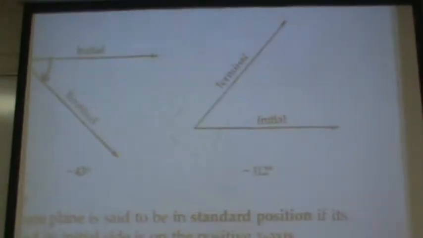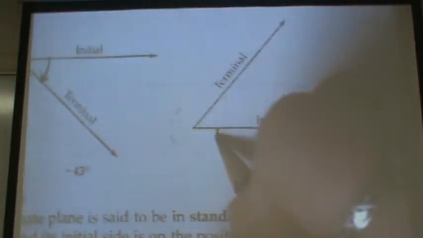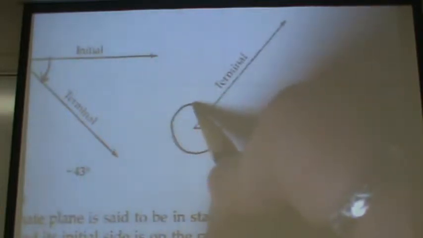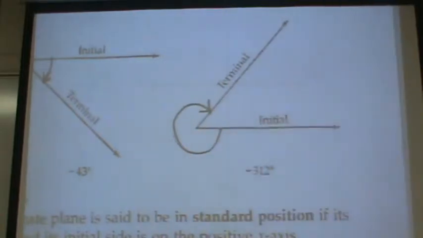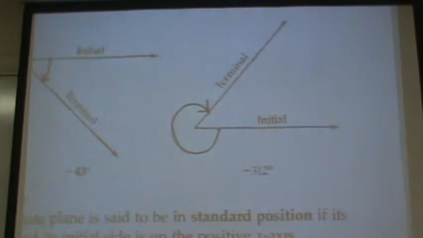Our last example here is a negative 312 degree angle. We'll start at our initial ray and rotate around: this would be 90, 180, 270, and then that little extra for 312. So that would be our negative 312 degree angle.